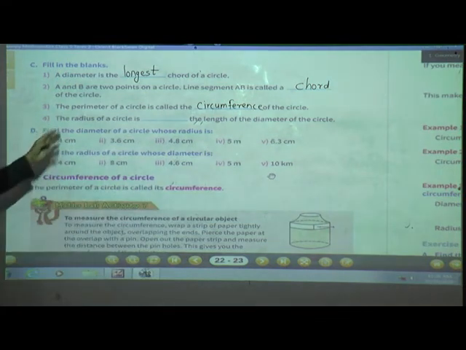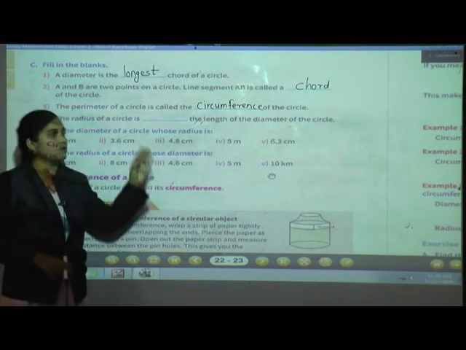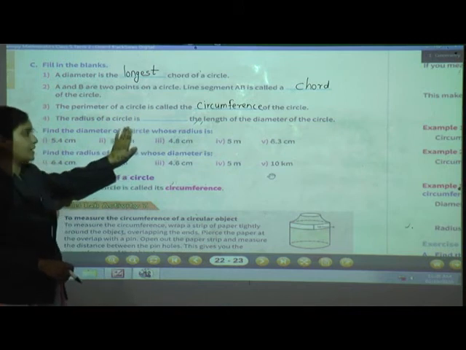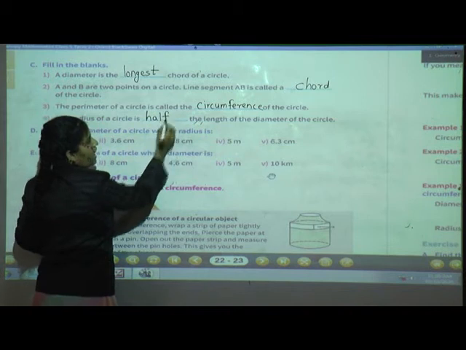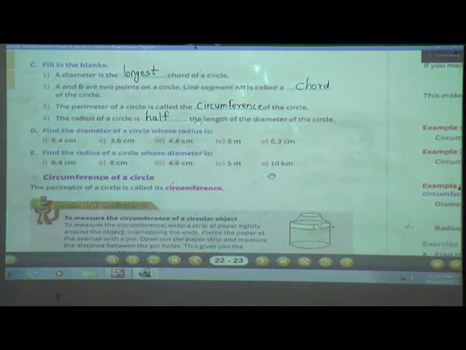Now the radius of a circle is dash the length of the diameter of the circle. We have studied about radius and diameter. So what will come students here? Radius of the circle is half the length of the diameter of the circle. Now we see question number D. Find the diameter of the circle whose radius is given. They have given the numbers and we have to find the diameters. We'll see.